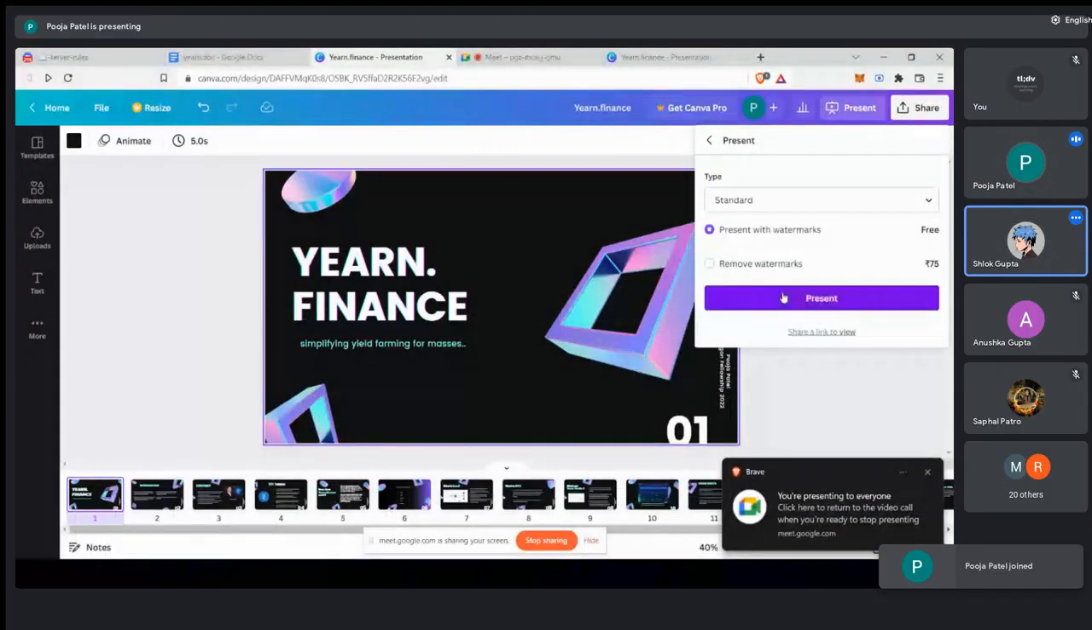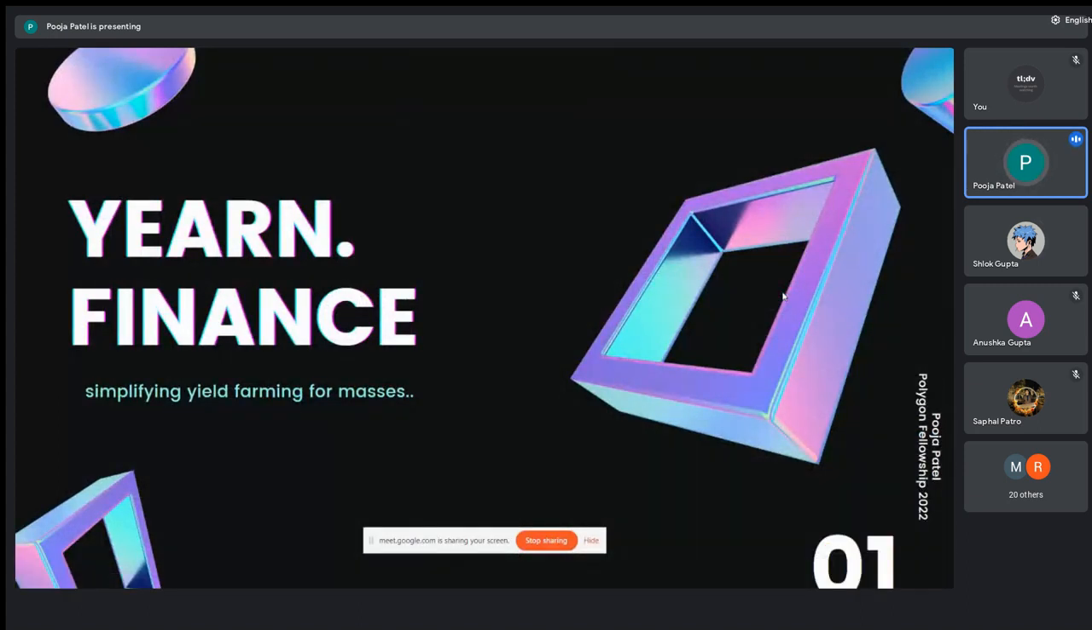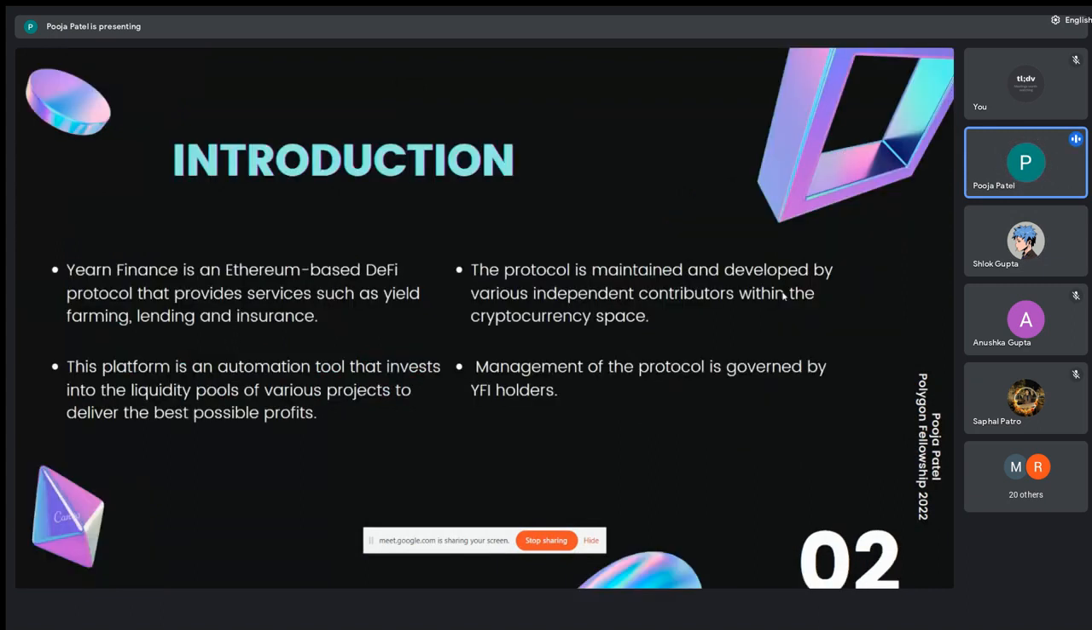So hello everyone. I am Pooja, and today my topic for presentation is Yearn Finance, which is basically simplifying yield farming. Yearn Finance is an Ethereum-based DeFi protocol that provides services such as yield farming, lending, and insurance. This platform is an automation tool that invests into liquidity pools of various projects to deliver the best possible profits. The protocol is maintained and developed by various independent contributors within the cryptocurrency space, and its management is governed by the YFI holders. YFI is the native token of Yearn Finance.